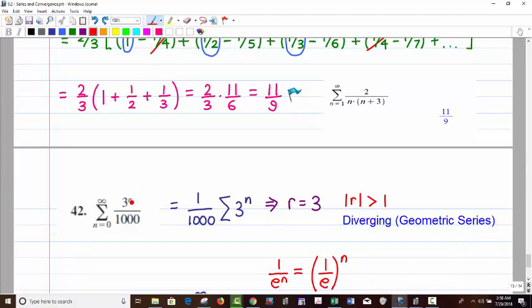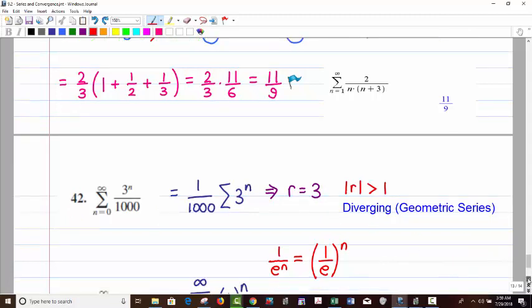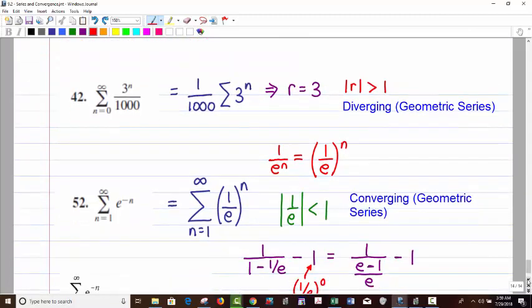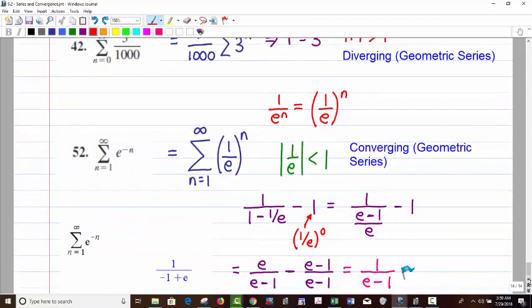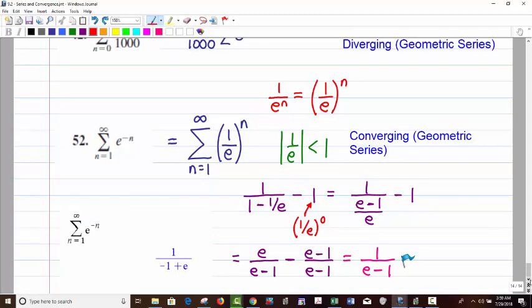Let's look at this example, 3 to the n over 1,000. See, that 1,000 can be pulled out, so it doesn't mean anything. 3 to the n, the common ratio r is 3. Game over, diverging geometric. I don't know if I would ask one this weird, but I thought it was kind of oddly beautiful there, so I thought I'd take a look at it.